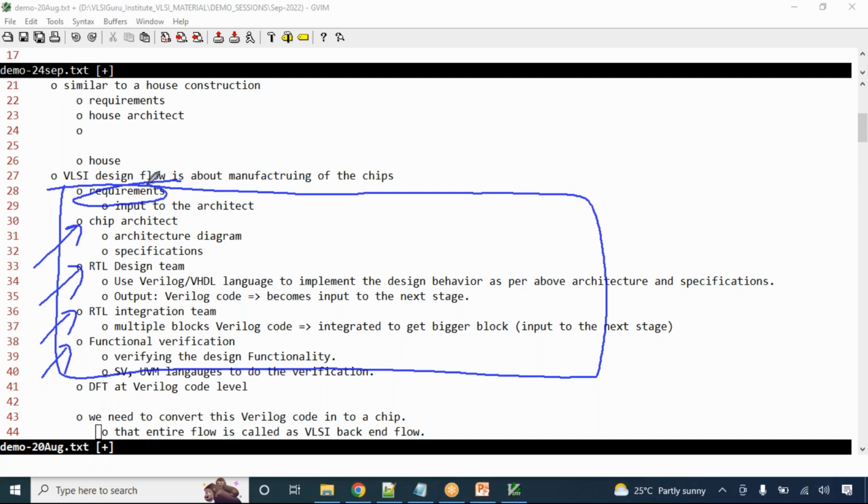Requirements is something a VLSI engineer won't do. The marketing team does it. If you leave aside the requirements, how many different roles are there in the front-end domain? 4: architect, RTL design, RTL integration, and functional verification. Now, why do people only talk about functional verification? You go to any institute or even you come to the VLSI group, why do people mostly enroll for functional verification? What do you think is the logical reason? There are more opportunities.